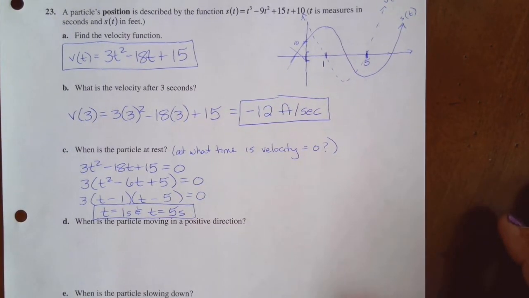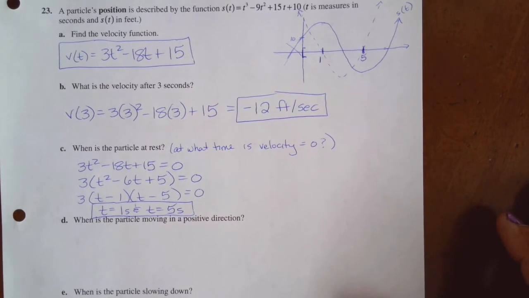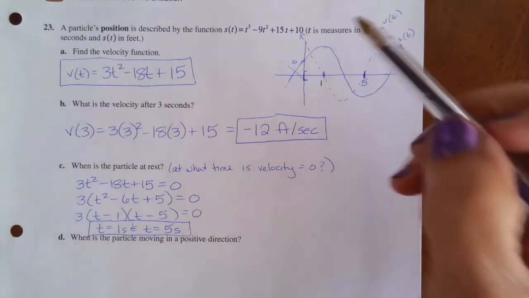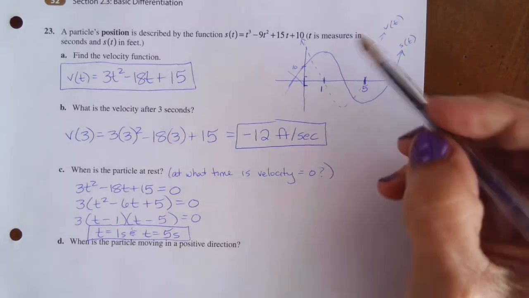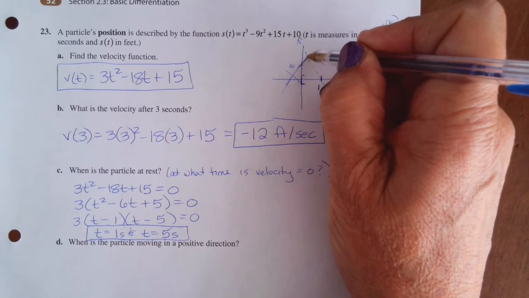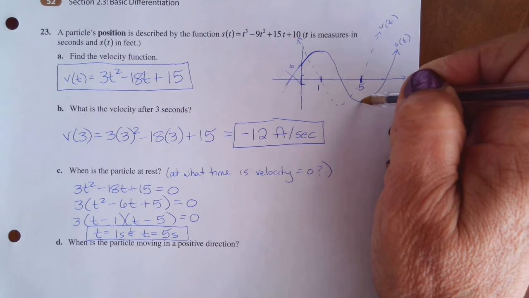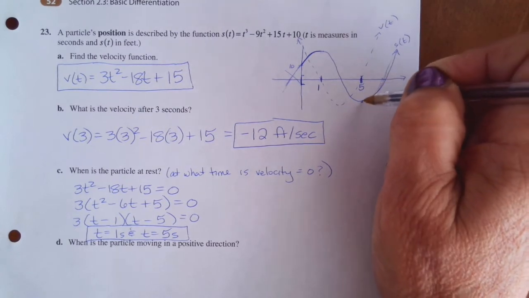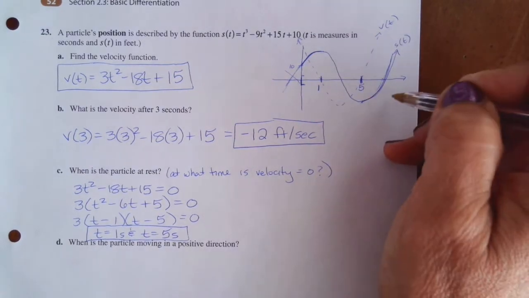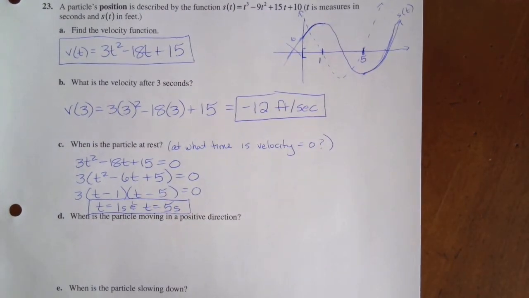When is the particle moving in a positive direction? Okay. When is the particle moving in a positive direction? Well, I can kind of see it from here, but we're going to do it on the number line just because a lot of you don't do this over here. But I know that I'm moving in a positive direction from here to here. And then I'm moving in a positive direction from here to here. Okay? That's where my tangent lines are positive. So I can kind of see that. So I kind of already know the answer. But let's look at how we would do that if you didn't have the graph.